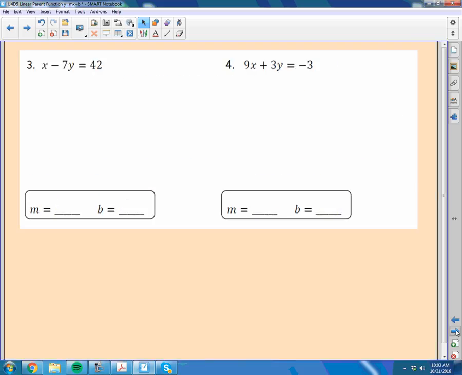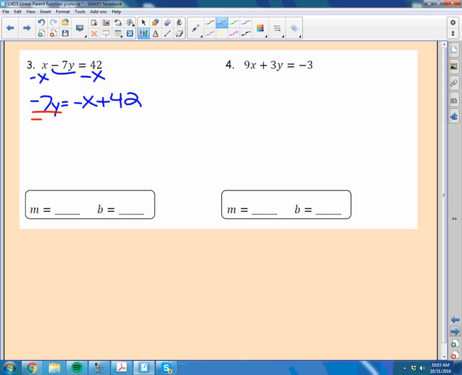Okay? Let's try a couple more. First step, subtract x, yes? Then we end up, by the way, make sure that this comes with the negative, so it's negative 7y equals negative x plus 42. And what do we want to do next? That's not what's in front of the y. Negative 7. Thank you. I divide everything by negative 7.